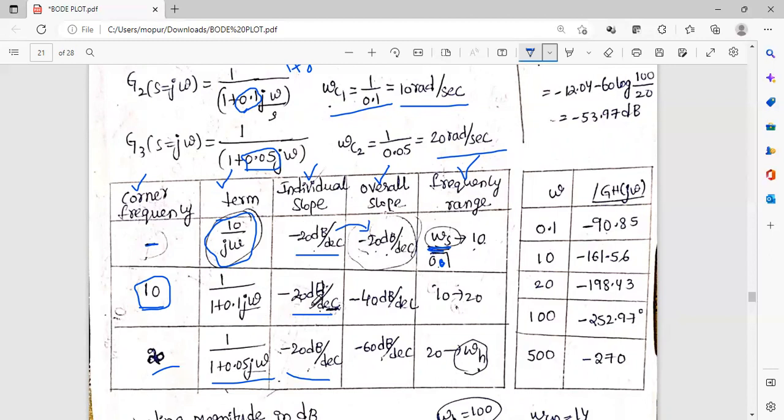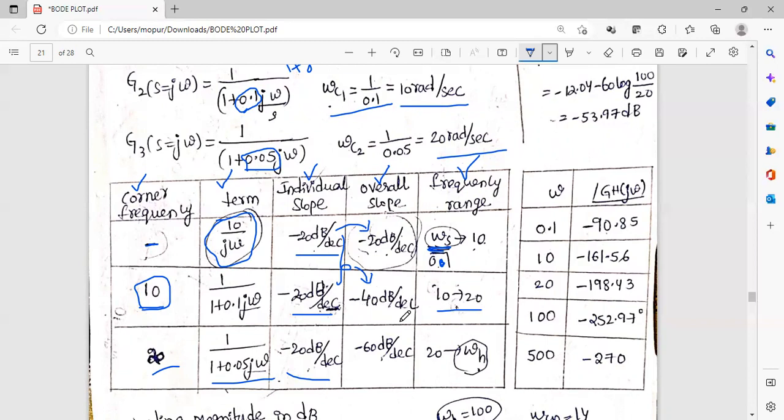Now for the next term, how to find the overall slope? Overall slope is the sum of these two. This one plus this one. Minus 20 plus minus 20 is minus 40. Then this minus 40 dB per decade, from where is it starting? From this corner frequency, that is, from 10 it is starting, and it ends at the next corner frequency. So 10 to 20 is the frequency range. Within this range, we have a straight line with slope of minus 40 dB per decade.